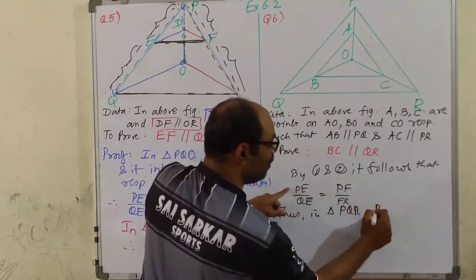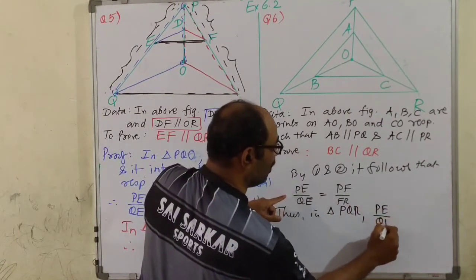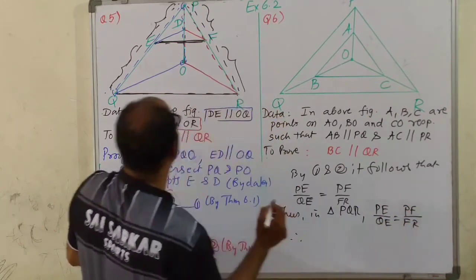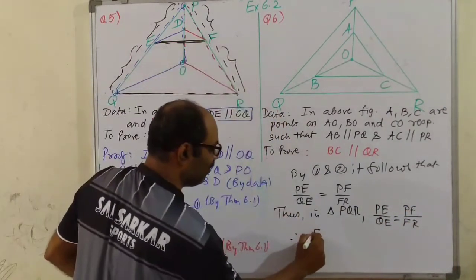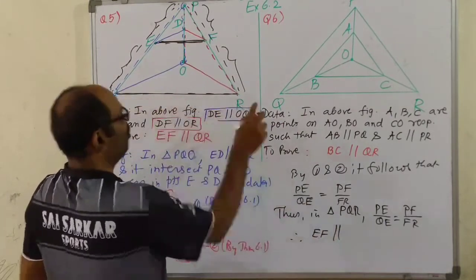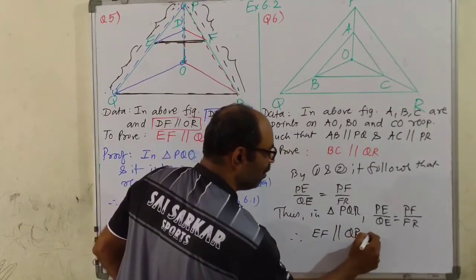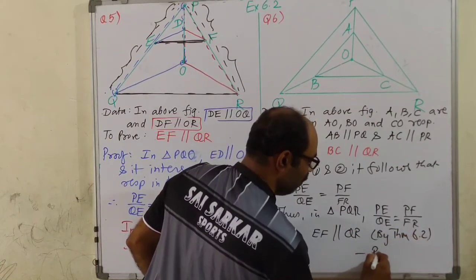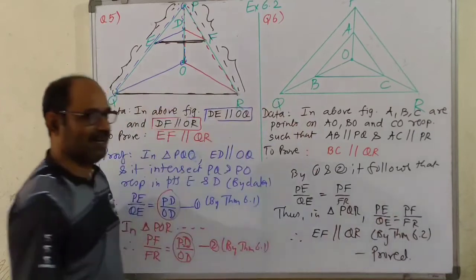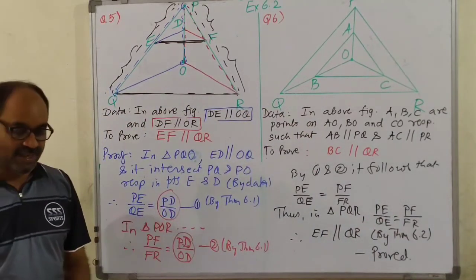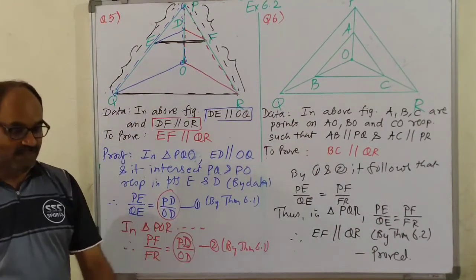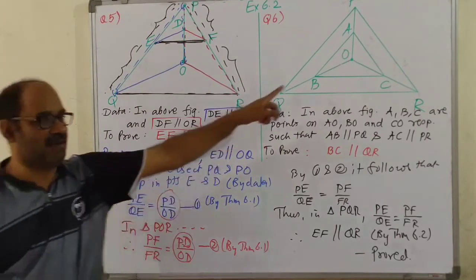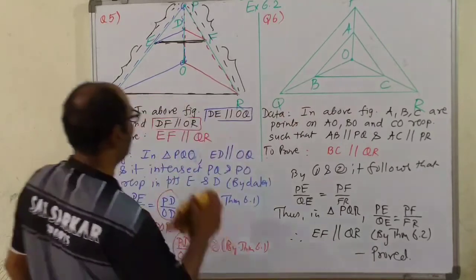what we have? PE upon QE is equal to PF upon FR. Therefore, EF is parallel to QR by theorem 6.2. Proof. Got it? You may pause or take a screenshot and write the proof of this example. Clear? Quickly I am going to erase and prove this. Okay.